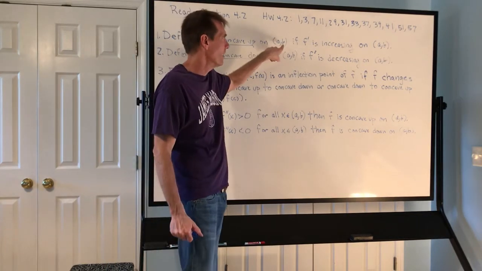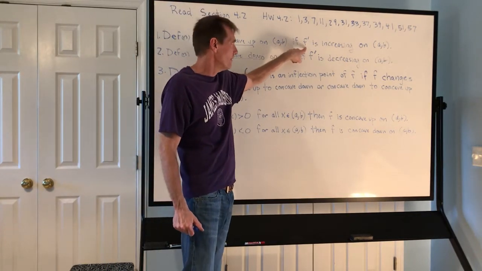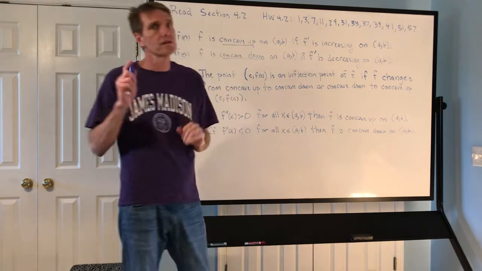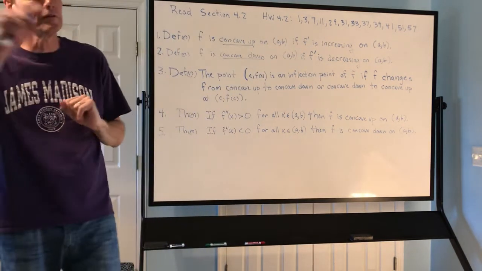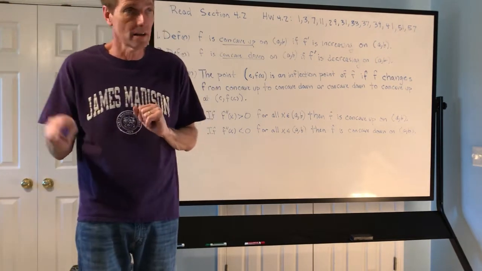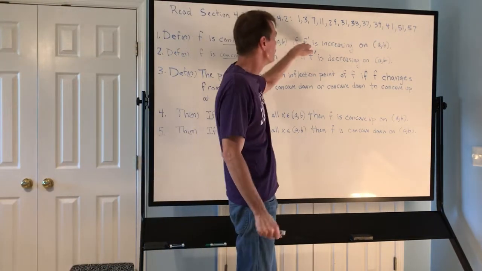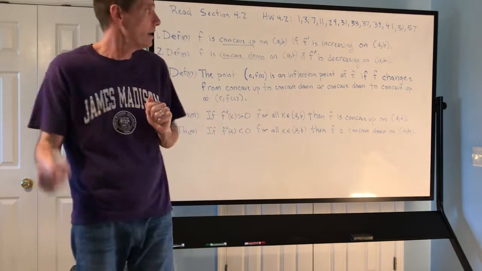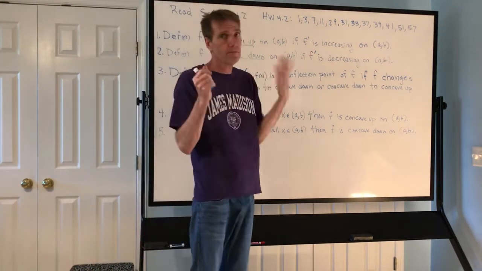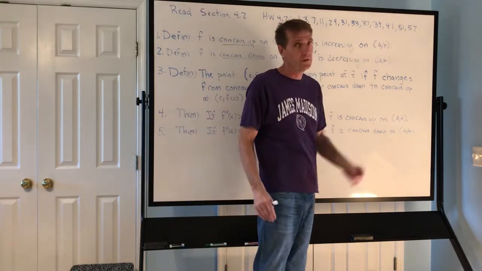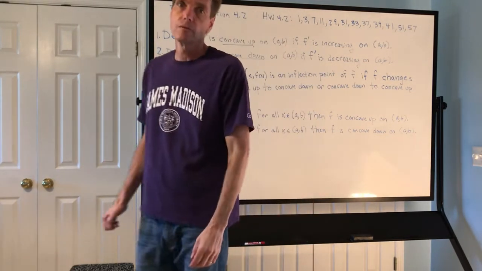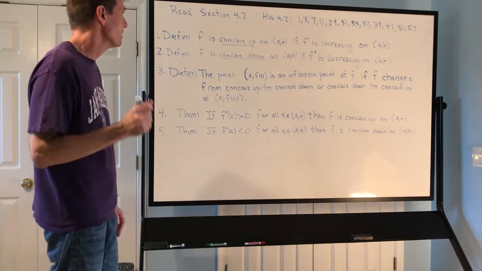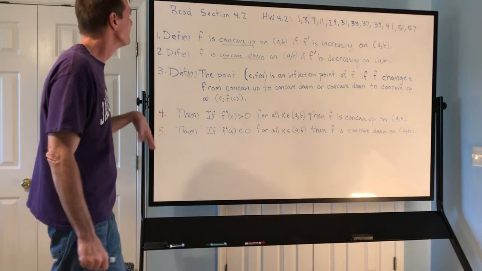We say that a function f is concave up on the open interval (a, b) if f prime, as a function, is increasing. Now notice, this is not saying the derivative is positive so the function is increasing. This is saying the derivative as a function itself is increasing. This function f prime is increasing on the open interval (a, b). So that's the definition of what it means to be concave up.